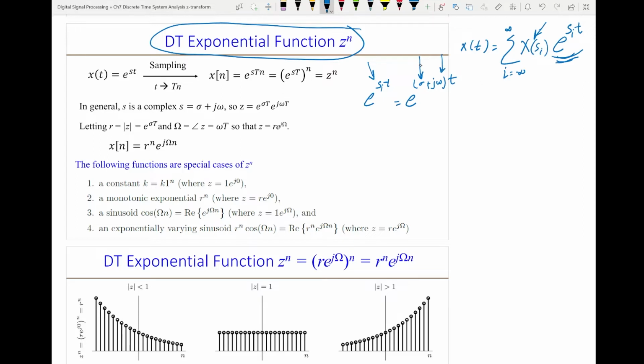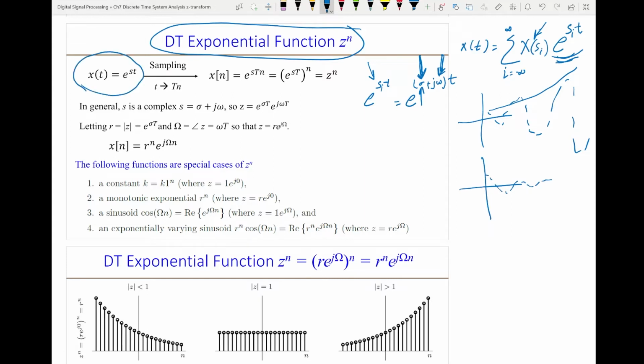For example, if sigma is positive, then it will be growth. So the signal will look something like this. It has some oscillation, whatever omega is, and it has a growth. If sigma is negative, then the signal will look something like this, a decay. So let's see, how do we express this continuous exponential signal?